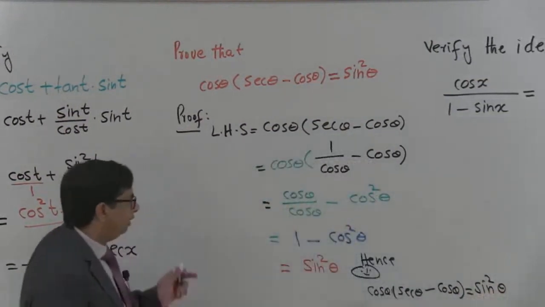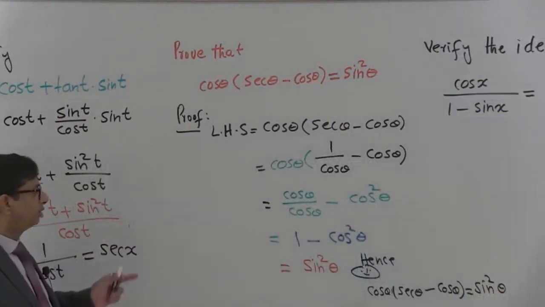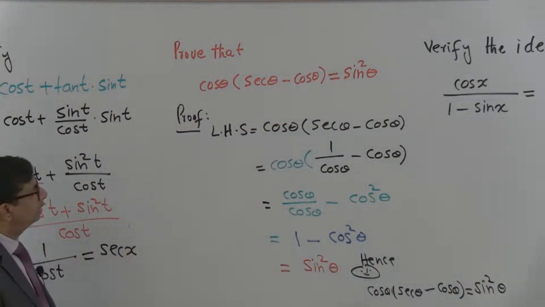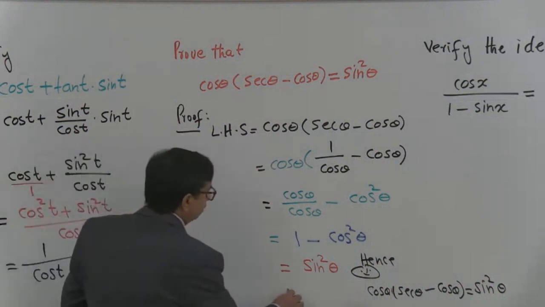Okay. So left hand side is equal to right hand side. So at the end we say the given identity is true, as this is your right hand side.